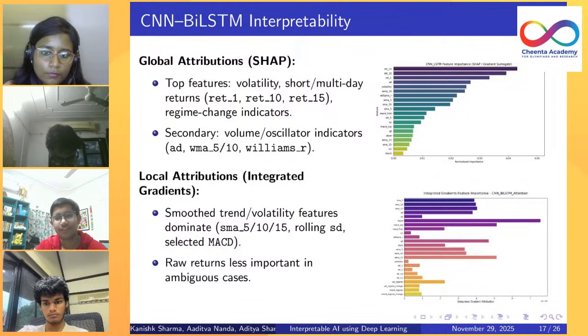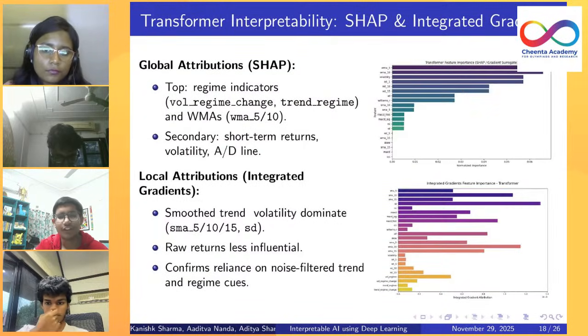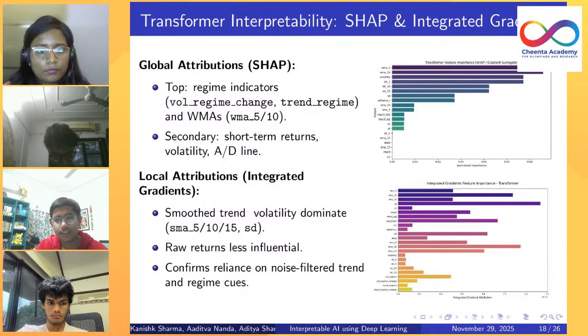Next slide, please. For the transformer model, SHAP ranks regime change indicators and weighted moving averages as the most influential. And the secondary contributors include short-term returns, volatility, and the accumulation distribution line. Integrated gradients further highlight smoothing trends and volatility features, showing that the transformer relies less on raw returns and more on stable regime signals. Next slide.